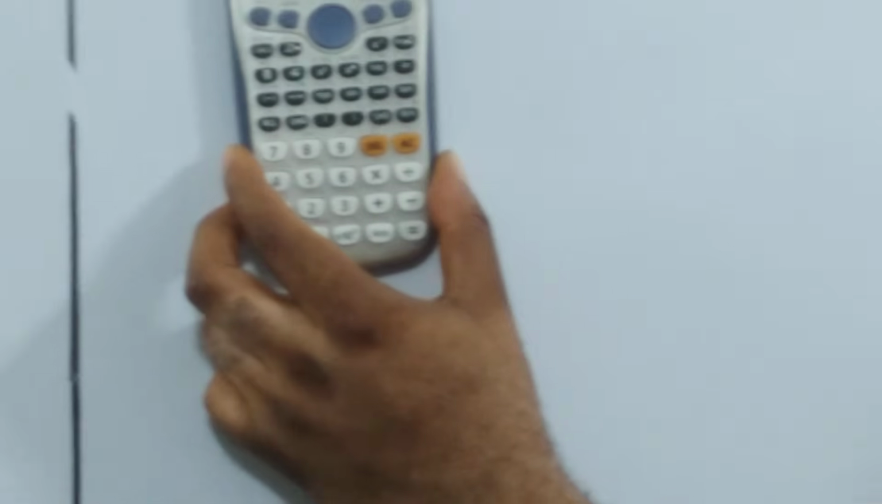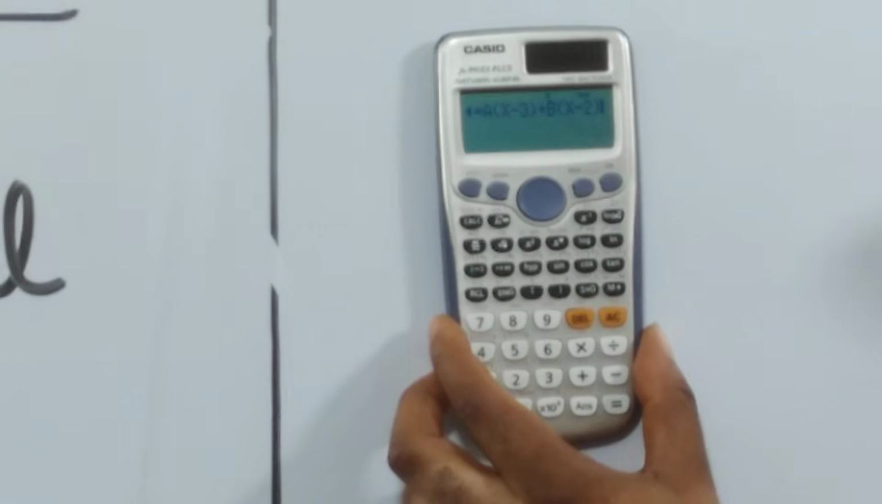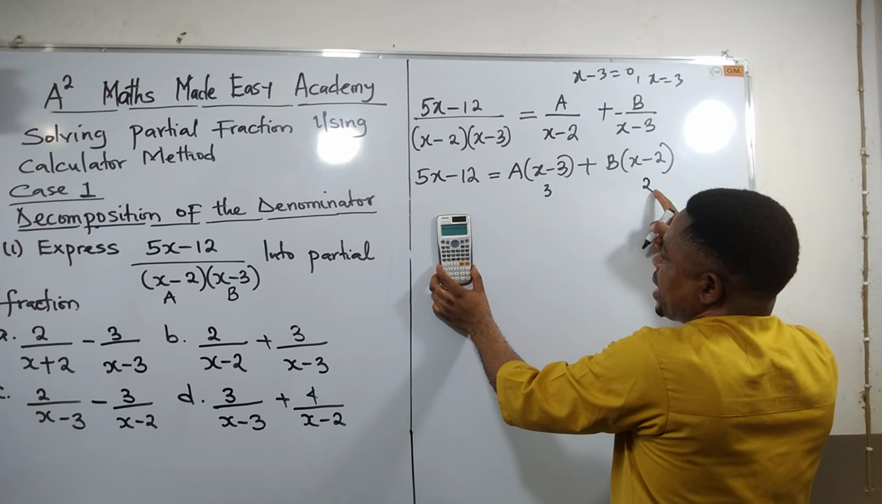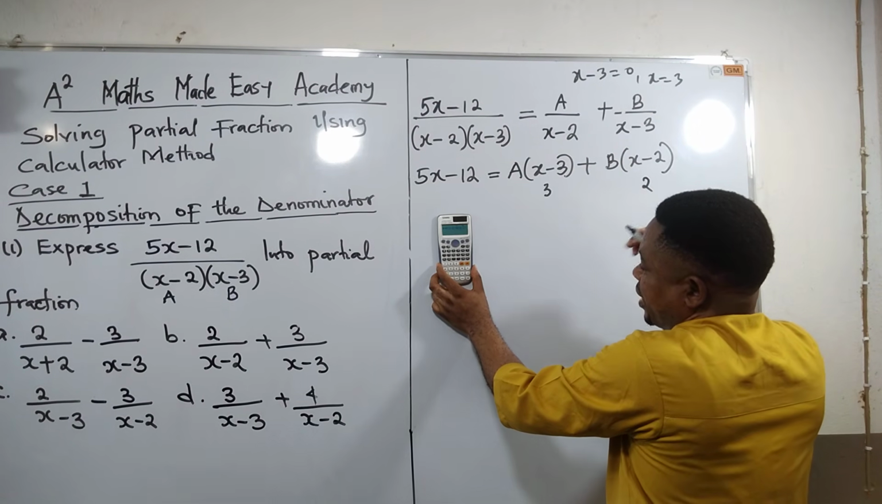2. That is it. Now, I want to eliminate A and get B. How do I get B? I want you to observe it very, very carefully.